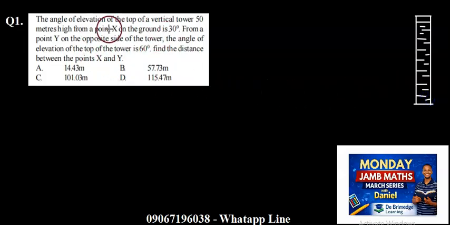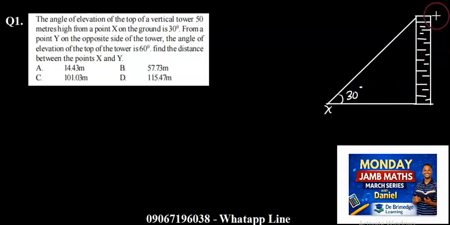Now we're told that the tower is seen from a point X on the ground, with an angle of elevation of 30 degrees. So this point is X, and at this point the angle is 30 degrees. The height, from this point to this point, is 50 meters. So this is the height, 50 meters.